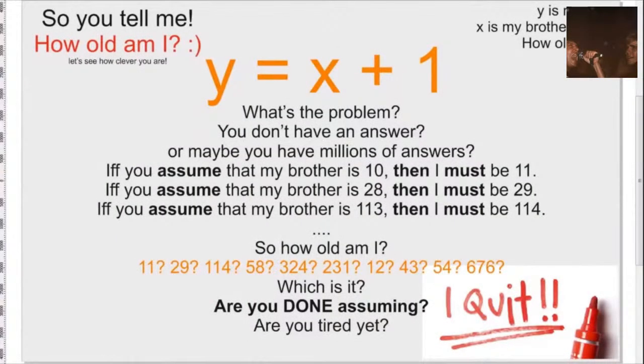What's the problem? You don't have an answer? Or maybe you have millions of answers. If you assume that my brother is 10, then I must be 11. If you assume that my brother is 28, then I must be 29. If you assume that my brother is 113, then I must be 114. So how old am I? 11, 29, 114, 58, 231, 12, 43, which is it? Are you done assuming? Are you ready to quit?